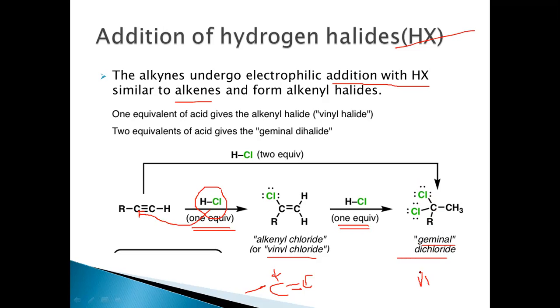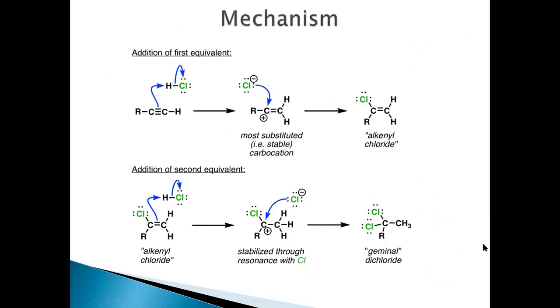Vicinal means on the adjacent carbons. Geminal means on the same carbon. So here the geminal dichloride is formed, again following Markovnikov's rule. That Cl will go to the carbon with fewer hydrogens, resulting in the formation of geminal dichloride. Let's see this mechanism now, how this will go on.